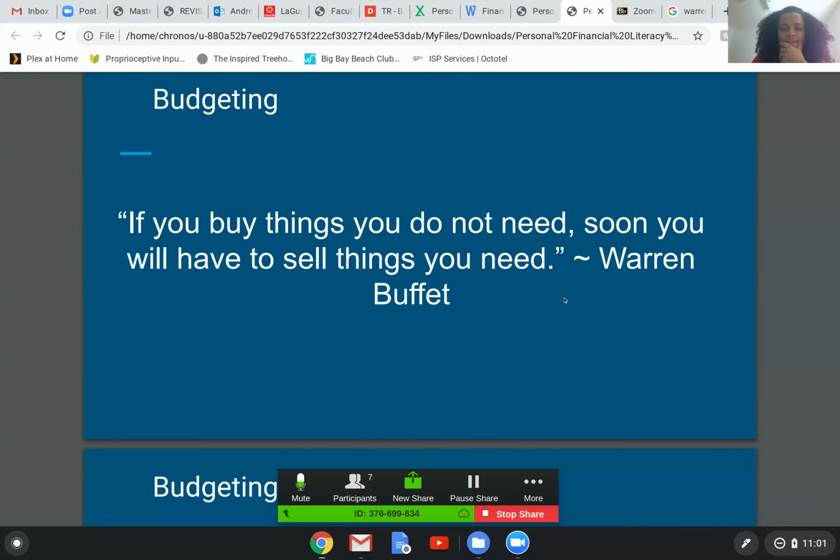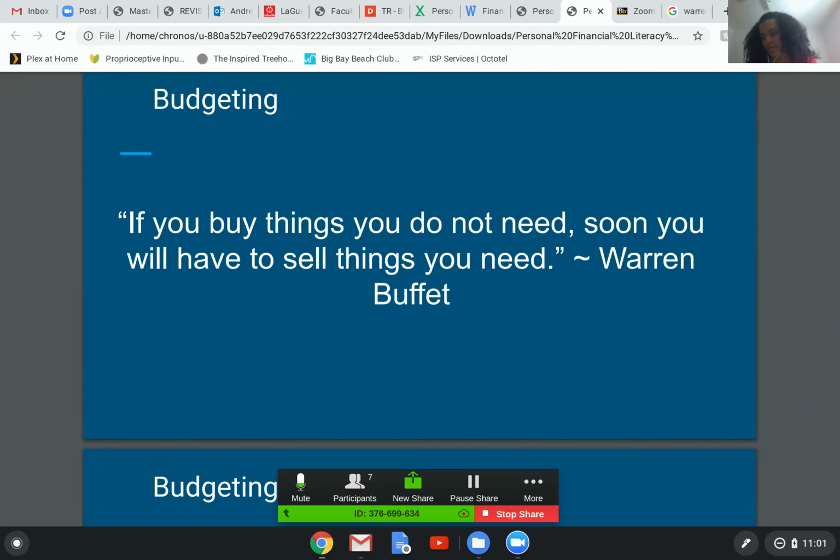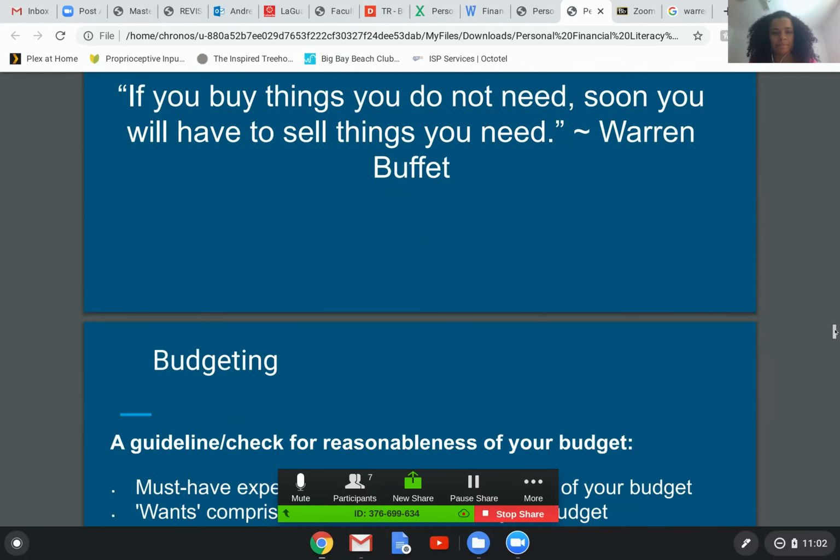And here he's thinking about needs and wants: "If you buy things you do not need, soon you will have to sell things you do need." I think that's helpful for differentiating between needs and wants. Warren Buffett is a billionaire who still lives in the same house he used to live in back in the day, and doesn't spend that much money. So even though he's so rich, I am taking some advice from him, because he obviously has still managed to differentiate between needs and wants.